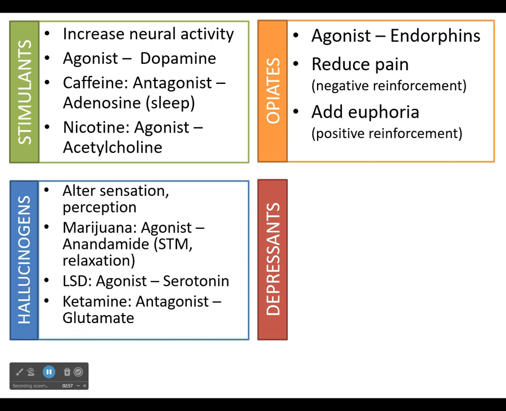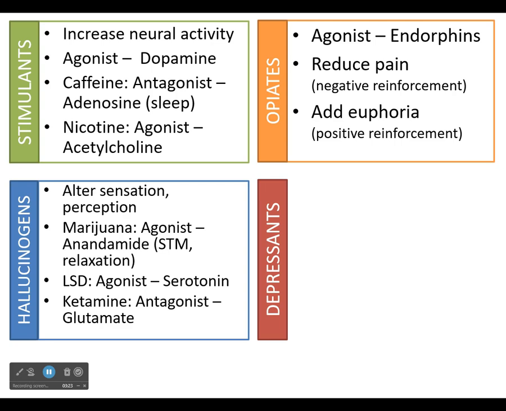Hallucinogens generally have the effect of altering sensation and perception. However, how various hallucinogens do this varies widely. For instance, marijuana has the effect of mimicking anandamide. In other words, it's an agonist. This means it will impact short-term memory and create a sense of relaxation.